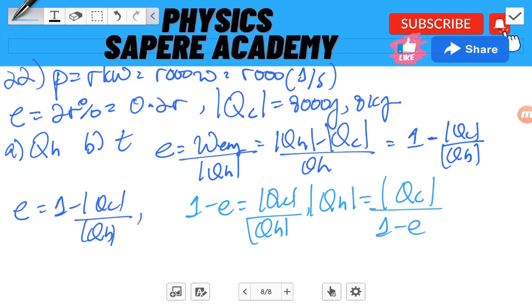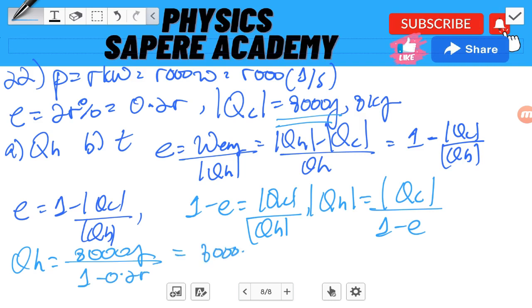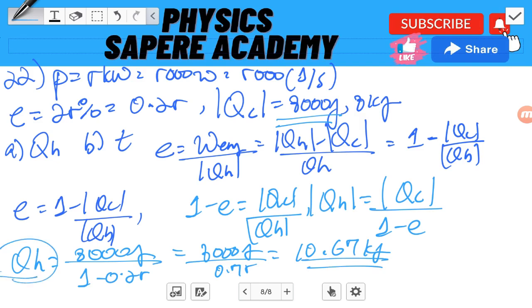And so QH is, what's my value of QC? I have been given, my QC is 8000 joules, divided by 1 minus 0.25. That is 8000 joules over 0.75, which simply gives me 10.67 kilojoules. So 10.67 kilojoules of heat must be absorbed by the system.